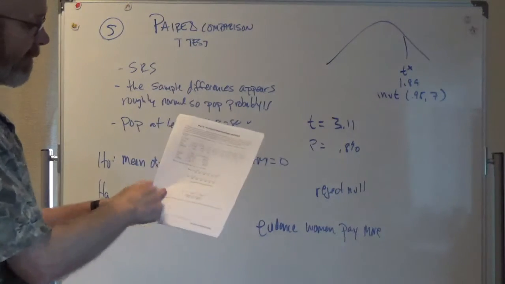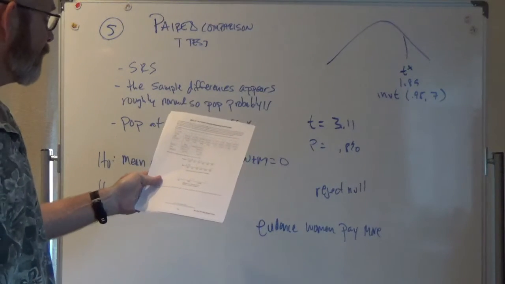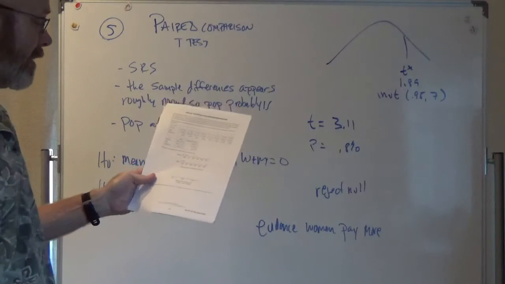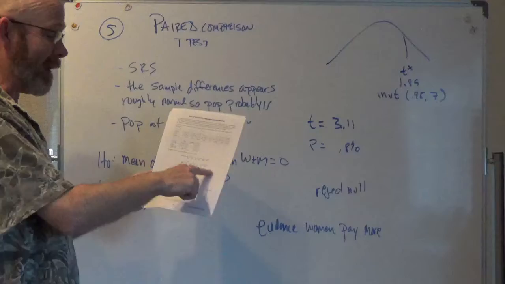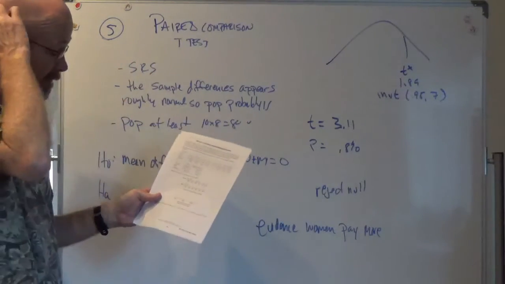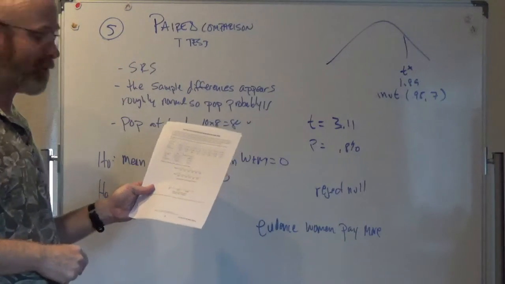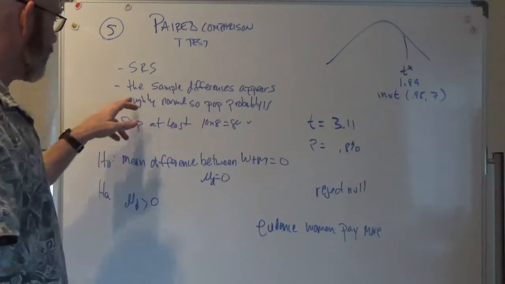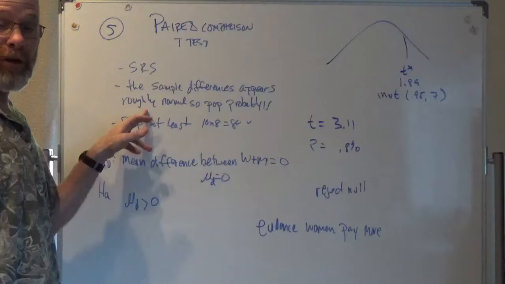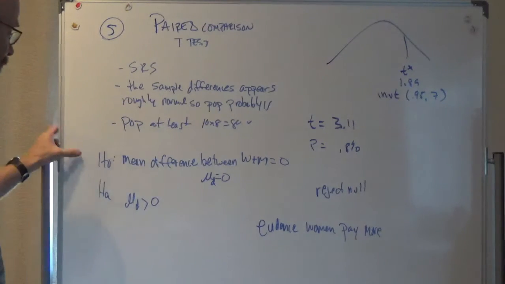And then they did these little 3 plots for us. We don't really care about the women or the men, because that's not what we're dealing with. We would say the women look normal, the men look normal if we were doing 2 populations, but we're doing the difference. So we want to look at those differences. Again, don't try too hard, but we're just going to say that the sample differences appear roughly normal, so the population is probably roughly normal.